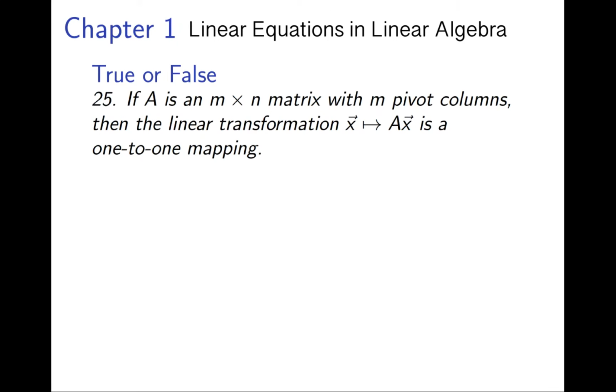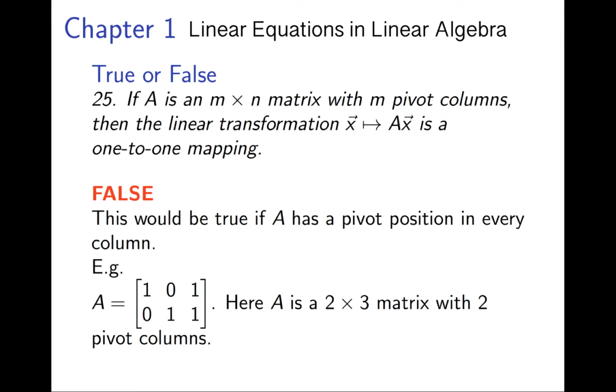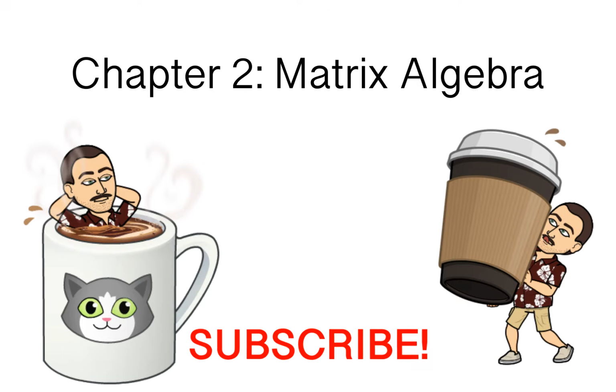Number 25. If A is an m by n matrix with m pivot columns, then the linear transformation that maps x to Ax is a 1-to-1 mapping. And this is false. This would be true if A had a pivot position in every column. Now notice here, A, which is the matrix 1, 0, 0, 1, 1, 1. A is a 2 by 3 matrix with 2 pivot columns, but the map that takes x to Ax is not 1-to-1 because we would have a free variable. Now we're on to Chapter 2, Matrix Algebra.